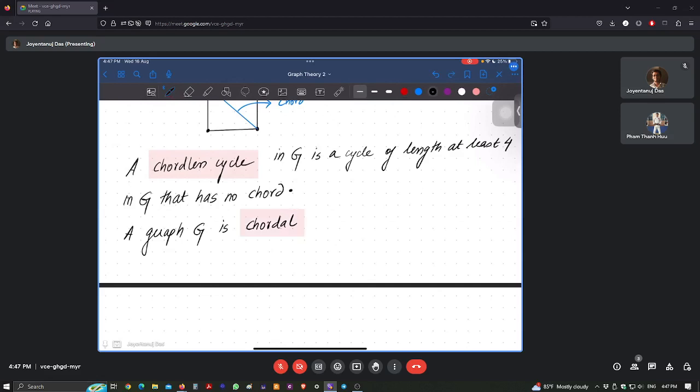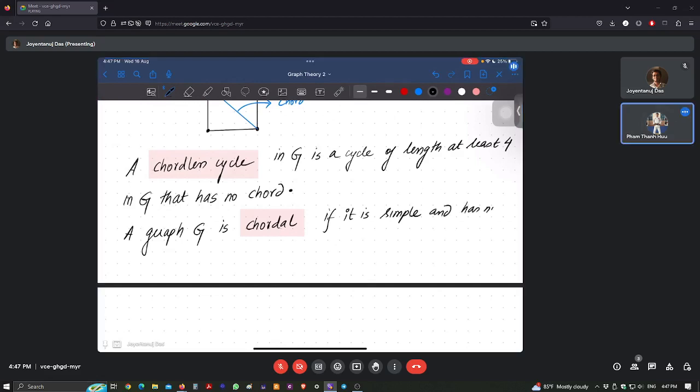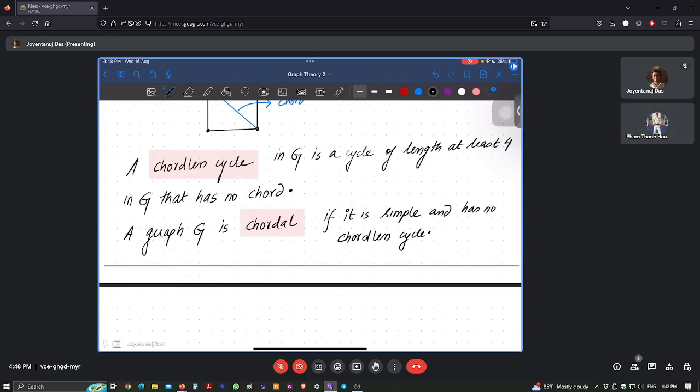A graph is chordal if it is simple and has no chordless cycle. So if it has a cycle as an induced subgraph, it must have a chord. Then we'll say it is a chordal graph.